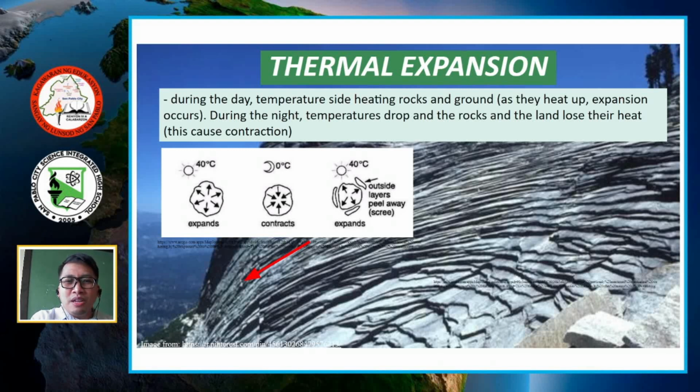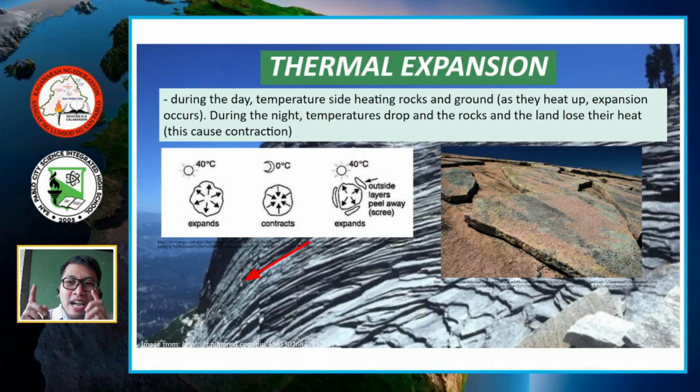So, paulit-ulit na expansion at contraction, may tendency na ganito yung mangyari sa rocks. Habang siya ay nag-expand at nagko-contract at paulit-ulit na nagaganap yon, may tendency na yung kanyang outside layer ay mag-peel away. Ibig sabihin, may tendency na yung kanyang outside layer ay magkaroon ng exfoliation or nagpi-peel away yung outside layer dahil sa paulit-ulit na contraction at expansion. Napupush na kasi yung outside layer, causing this exfoliation. This is what you call as the thermal expansion.